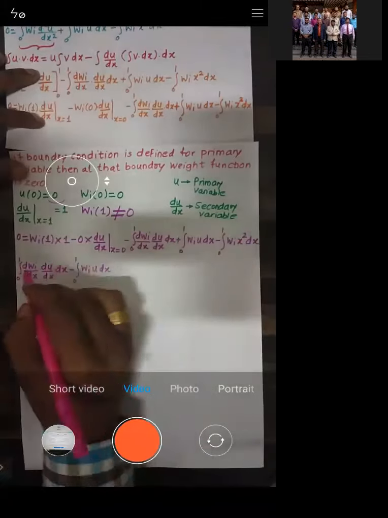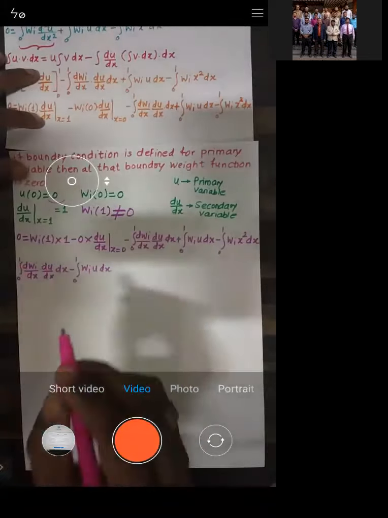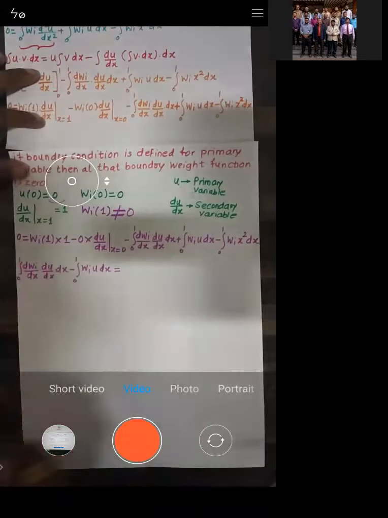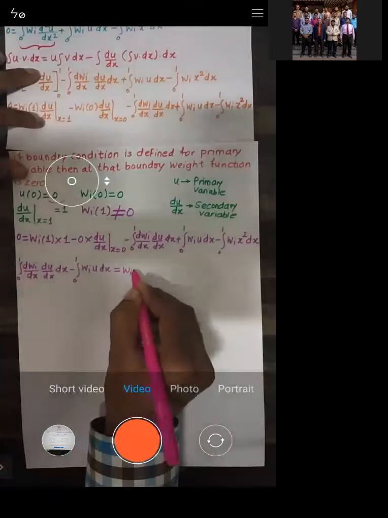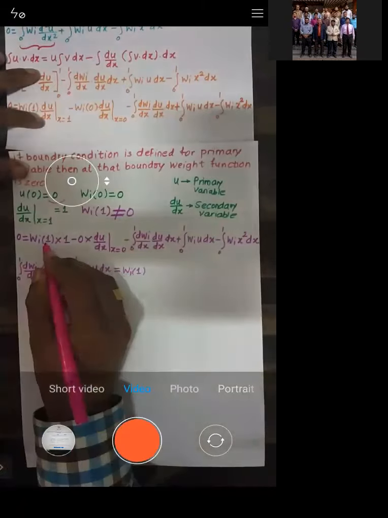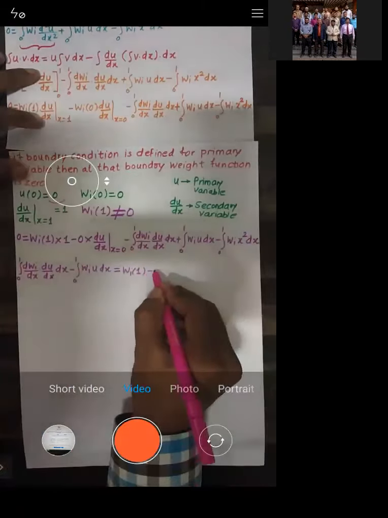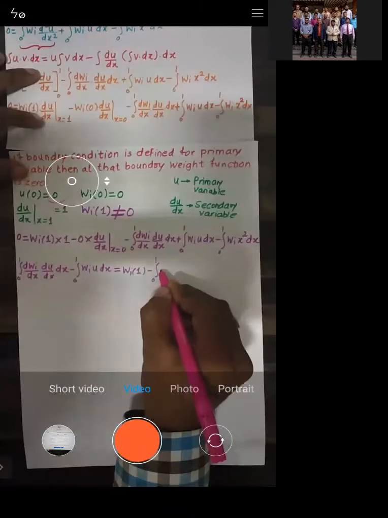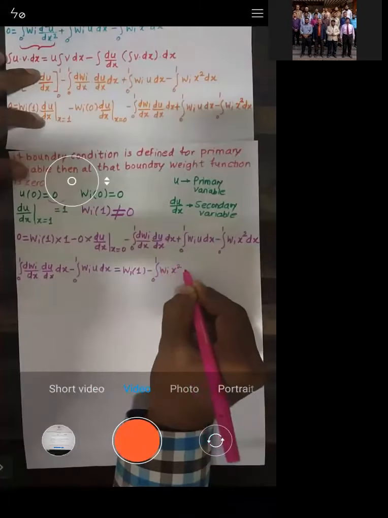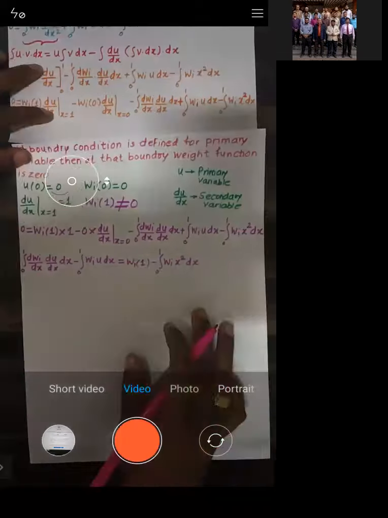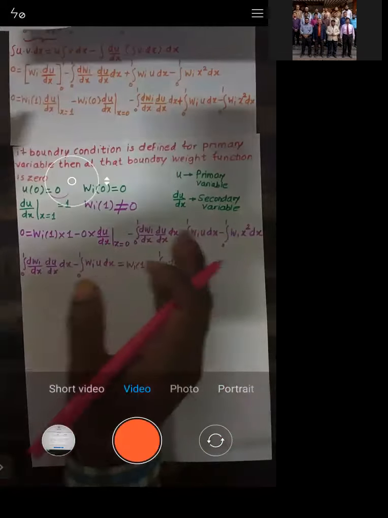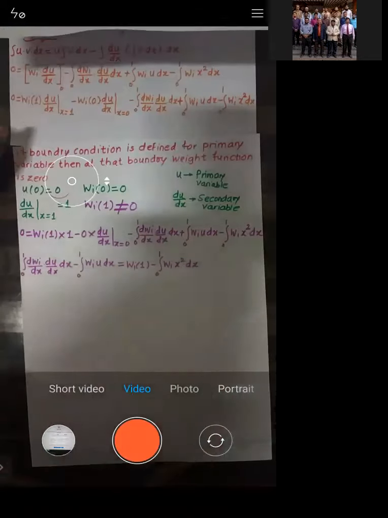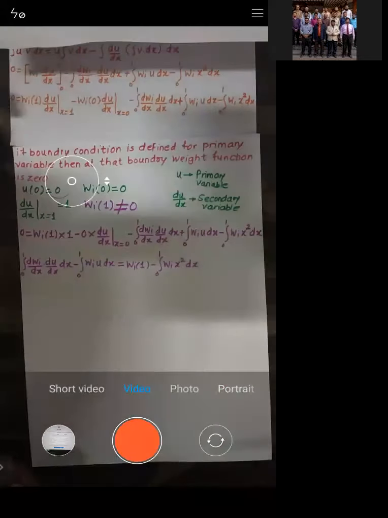See, this is minus, it becomes plus; this is plus, this becomes minus. The only thing which is remaining is the weight function at 1. This term is remaining and this term is remaining, minus integration 0 to 1 wi into x square into dx. You can see I just rearranged it: sometimes I bring a term to the left hand side and keep the rest of the terms on the right hand side. That is the only thing which I've done.